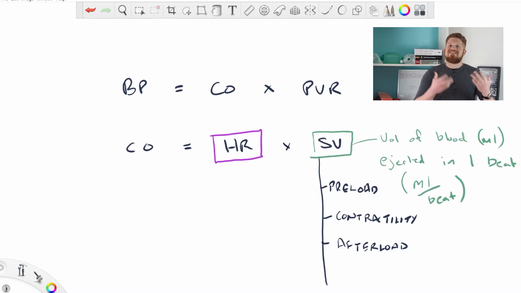That's stroke volume. All done. Easy peasy. Let's wrap that up in a bow and we'll move on. Okay, so let's move on to heart rate.